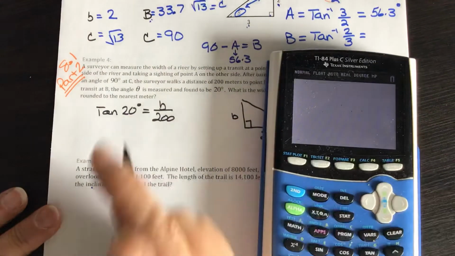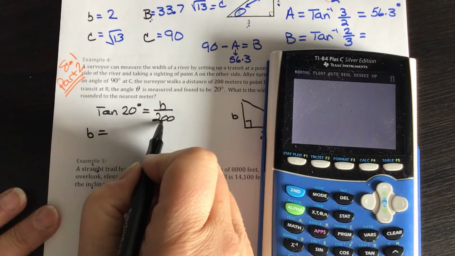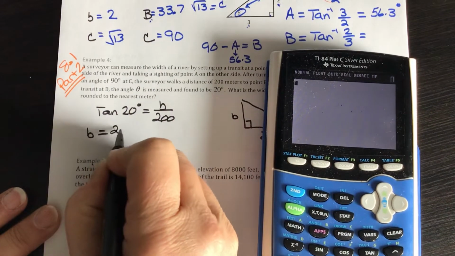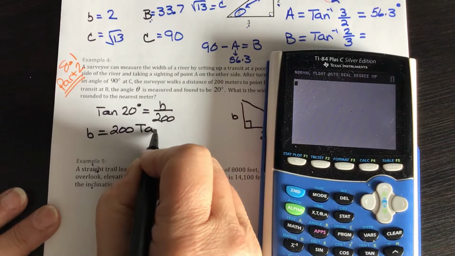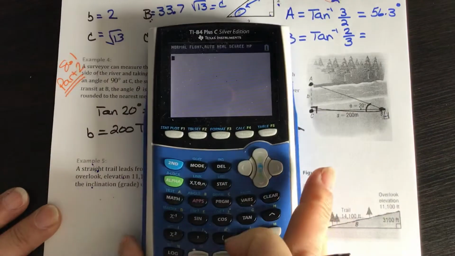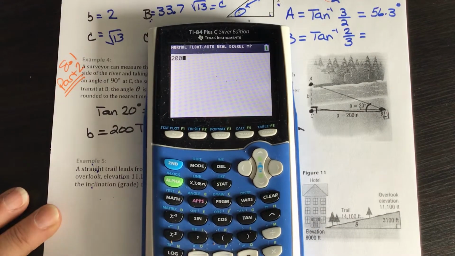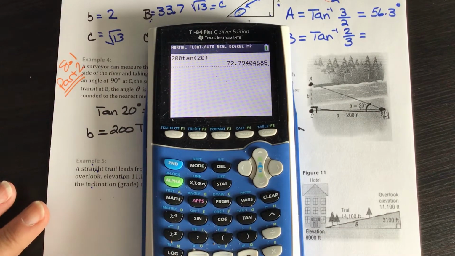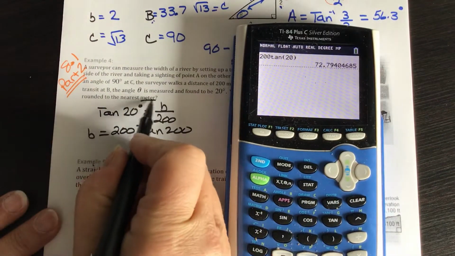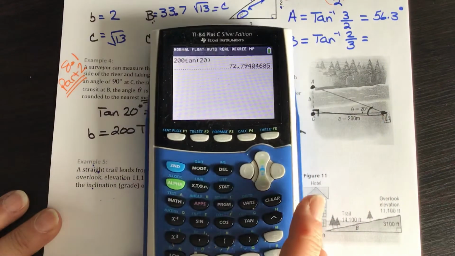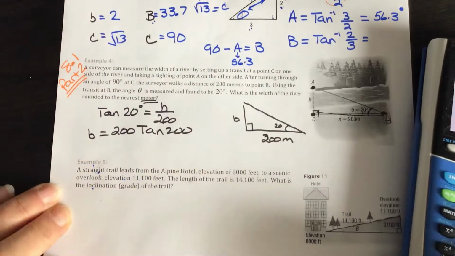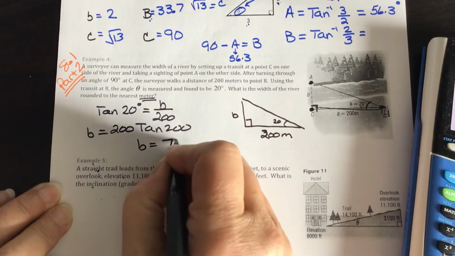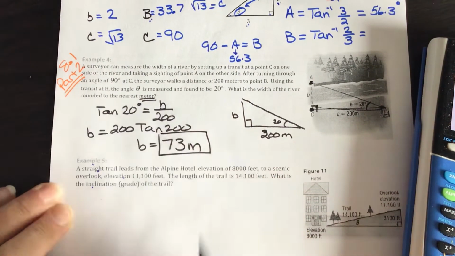And to find B, I'm going to take 200 and multiply it by tangent of 20. And I just need to type that on my calculator exactly as I see. So 200 times tangent 20, and I get 72.79. It does say to round to the nearest meter, so that would be 73 meters. And that is the width of the river.